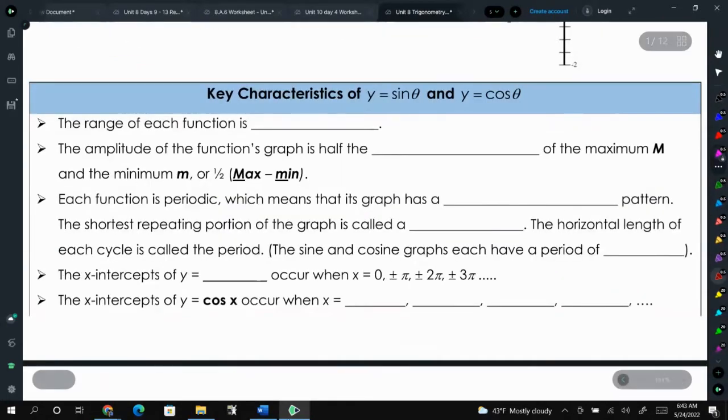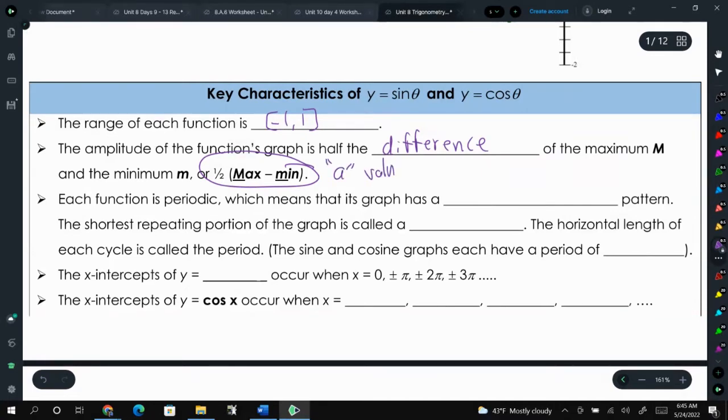So characteristics of both sine and cosine. The range of each function is [-1, 1]. The amplitude of the function's graph is half the difference of the maximum and the minimum, or this equation here. It's also the a value, the number in front of sine or cosine.